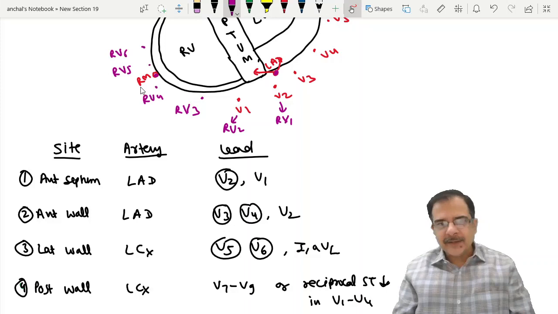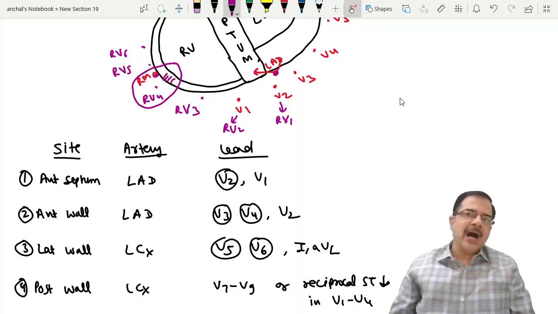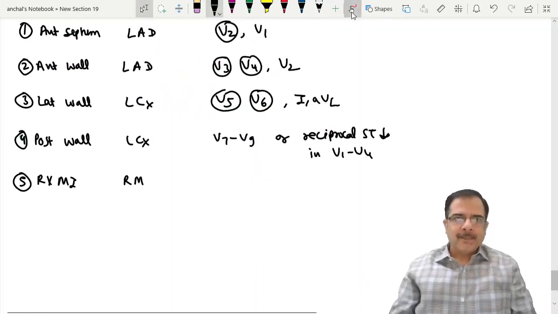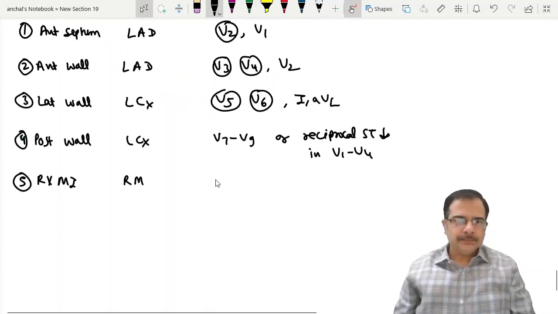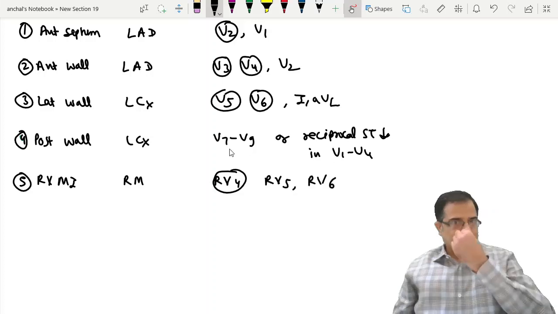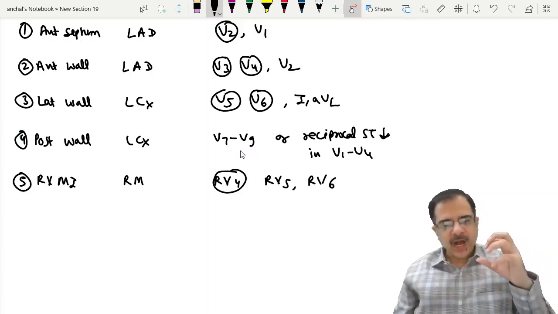So the lead which is nearest to the right ventricle wall is RV4, though the changes can be seen in a right-sided V5 or right-sided V6 also, but the most sensitive is RV4. So this is how to localize the wall of the myocardial infarction with their arterial supply.